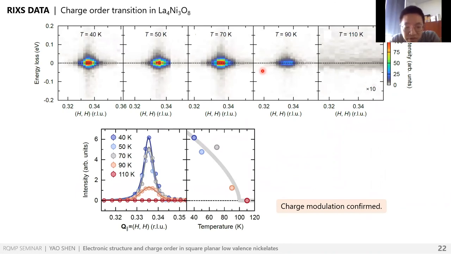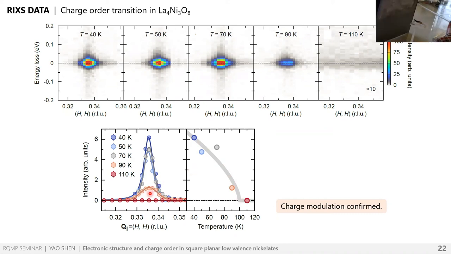Yeah, that's a very interesting question. This material has a long range order, but the mosaic of the sample is not very good. It's like 3 degrees, 2 degrees. So I think we can calculate the correlation length, but it is largely limited by the sample mosaic instead of the real correlation. We think the real correlation length would be much larger than what we can calculate from the data. So it's hard to really extract the temperature dependence of the correlation length. It is limited by the sample mosaic.